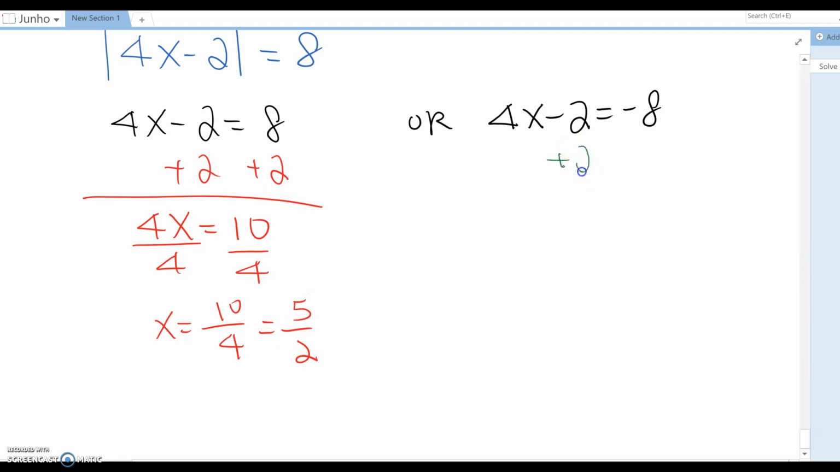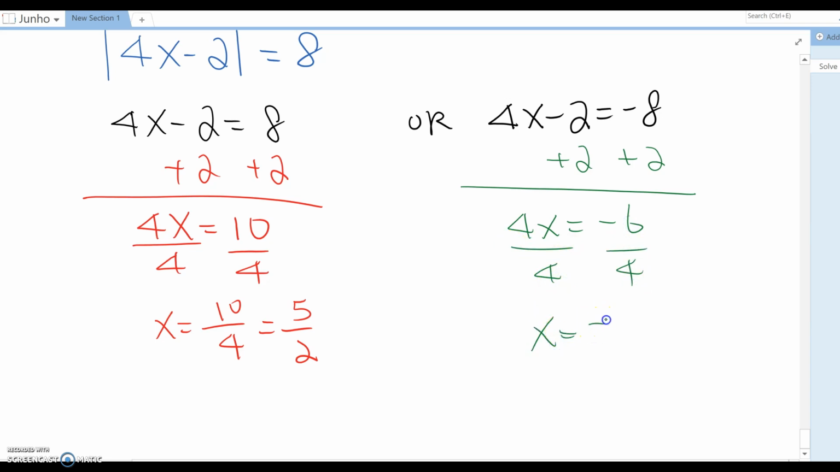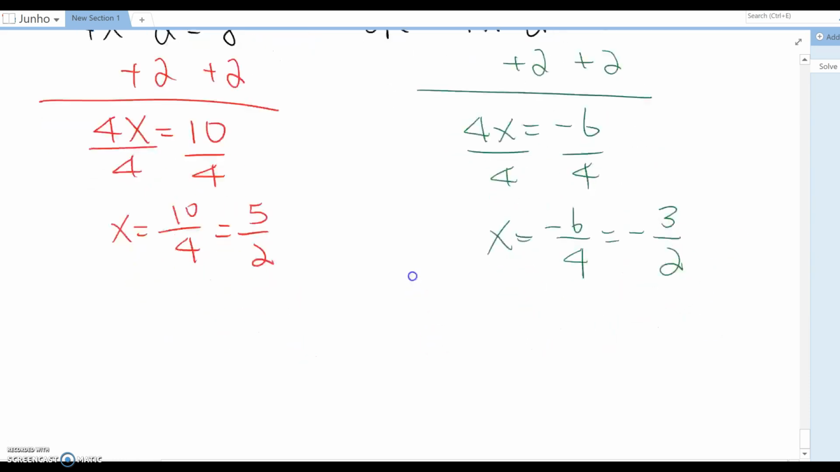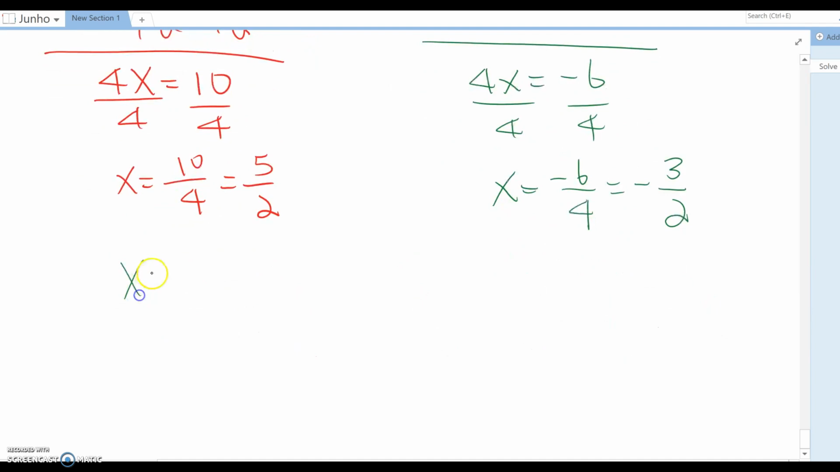Now combine 2. Then 4x equals negative 6, divided by 4. Then x equals negative 6/4, which means negative 3/2. Therefore, we got two answers: x equals 5/2 or x equals negative 3/2.